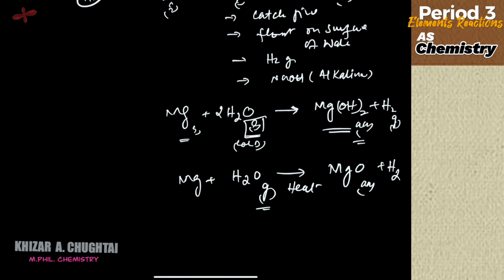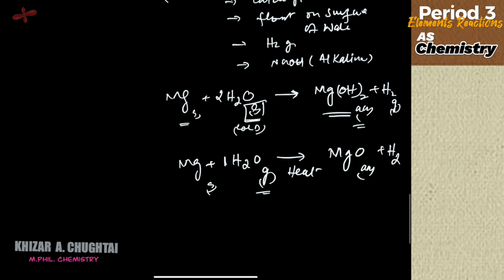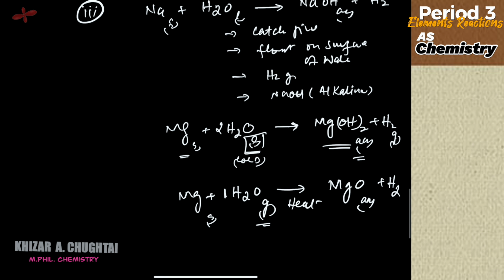In the first case, we will have to put 2 over here, and over here there is no need to put 2. I mean, here is the 1. So this is the balanced equation. Only 2 elements, sodium and magnesium, are supposed to react with water. None of the other period 3 elements is going to react with water.